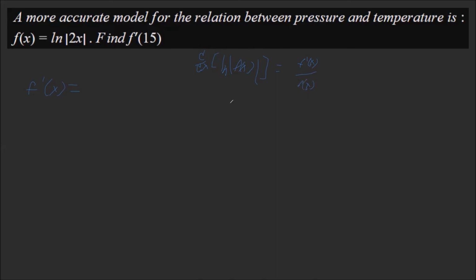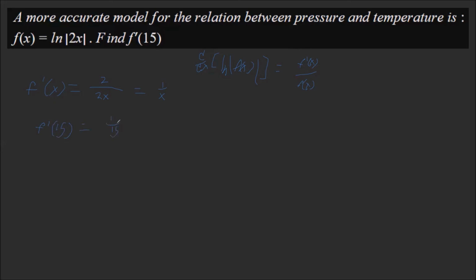In this case, f of x is 2x. So we need to take the derivative of natural log 2x. The denominator is just going to be the argument, which is 2x. The numerator is the derivative of the argument, which is going to be 2. Meaning that our derivative of f of x is 1 over x. And so now we have to find f prime of 15. This is equal to, you guessed it, 1 over 15.